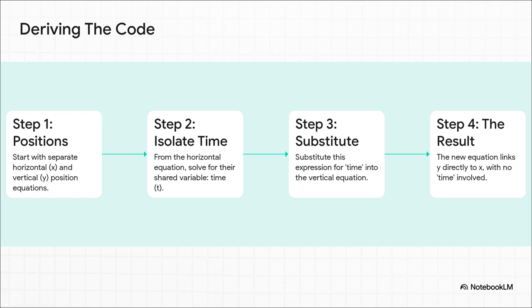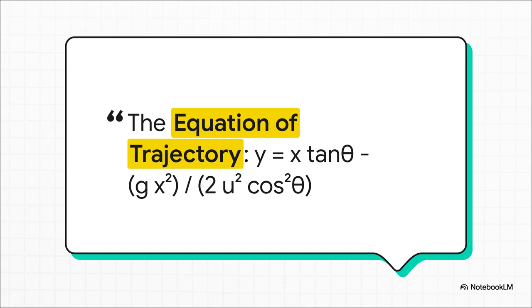So if we take that simple horizontal equation and solve it for time, we can then plug that right into the vertical equation. And just like that, we get rid of time and we're left with a direct link between the ball's height and its distance. And this is what you get. This is it, the equation of trajectory. This is our secret code.